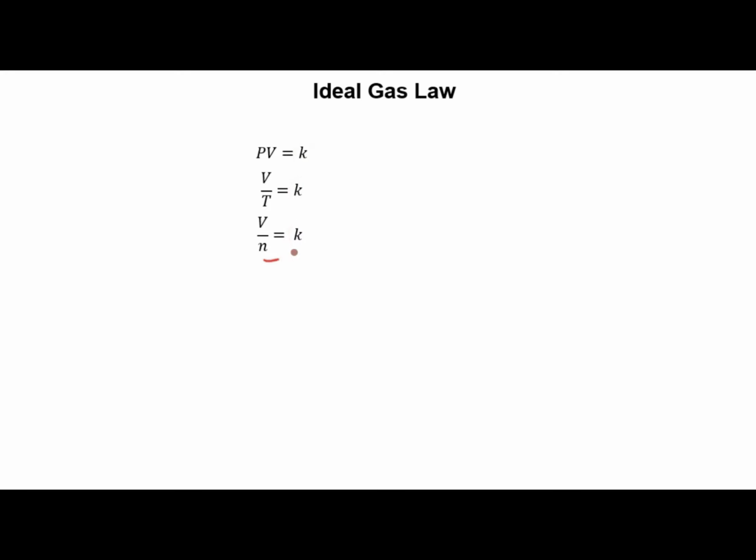So let's summarize these relationships in terms of volume. Here we go. For Boyle's law, volume is proportional to 1 over pressure. For Charles's law, volume is proportional to temperature. And Avogadro's law, volume is proportional to the number of moles. So we can combine the right-hand side of this equation, just like this.